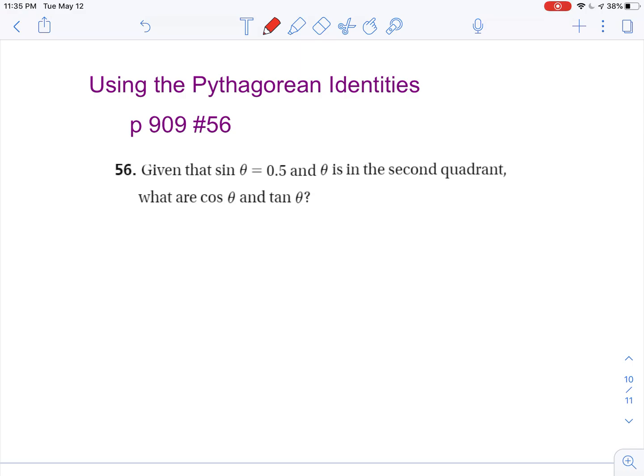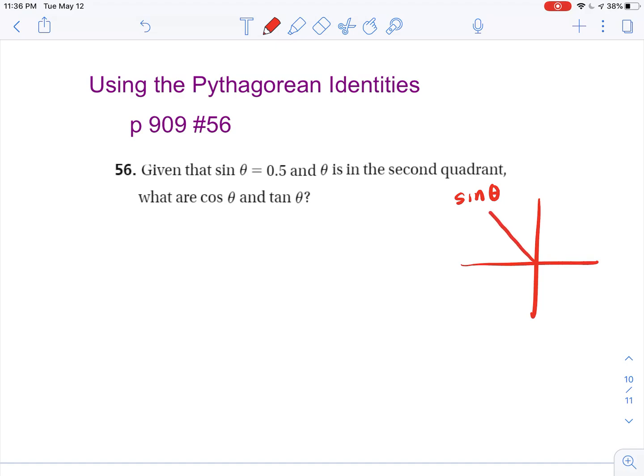Okay. All right. Now, there's one last thing we can do with Pythagorean identities, and that is use them to help us calculate actual trig functions. So for example, number 56 on page 909. Given that the sine of theta is equal to 0.5 and theta is in the second quadrant, what are cosine theta and tangent of theta?